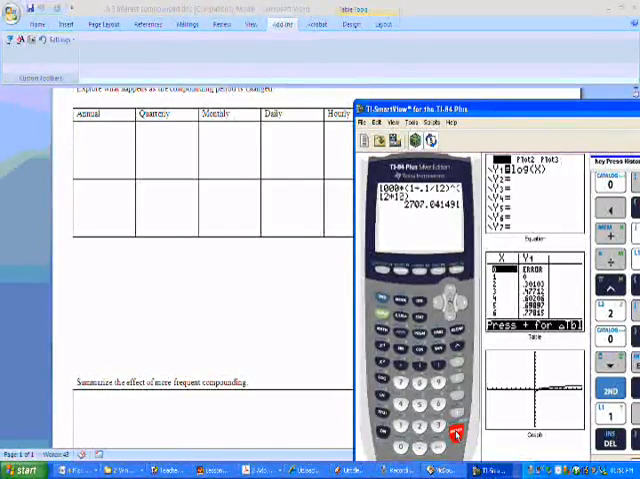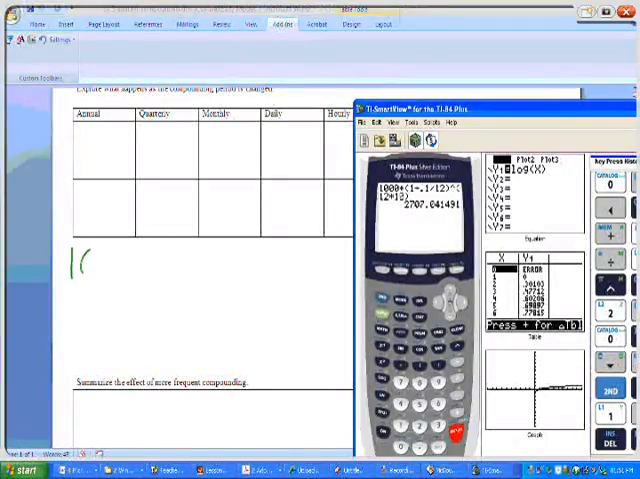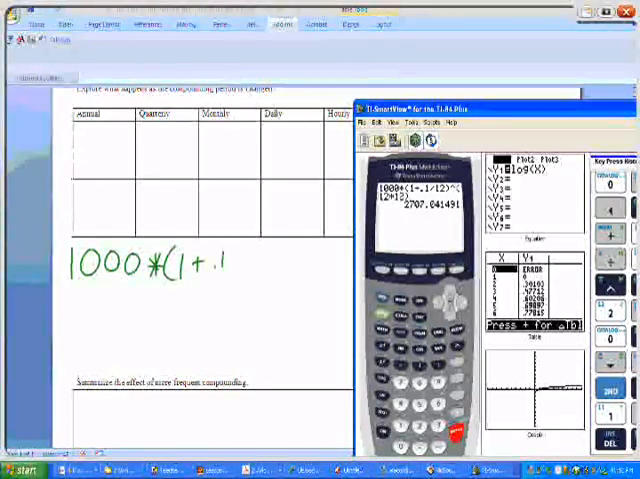Guys, how many threes did you put in? So I put in the 1,000, and in the parentheses, I went 1 plus 0.1 divided by 12. I got 1,000 for daily. Well, you know that's not right.